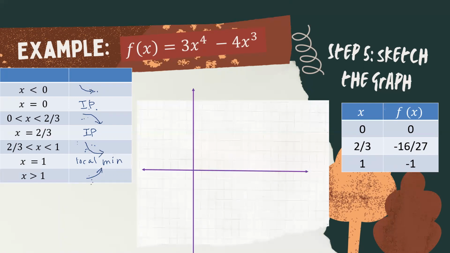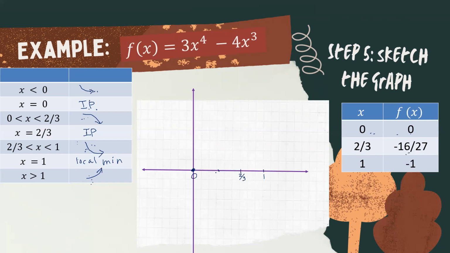Unahin natin itong mga points na to. So ang ordered pair natin 0, 0 is here. Tapos 2/3, sabihin natin 2/3 by 1/3 tayo, kunwari. Okay, so kunwari nandito si 2/3. Nandito si 1. Dito si 0. Tapos negative 16 over 27, that is more than half, no? More than half pero negative.